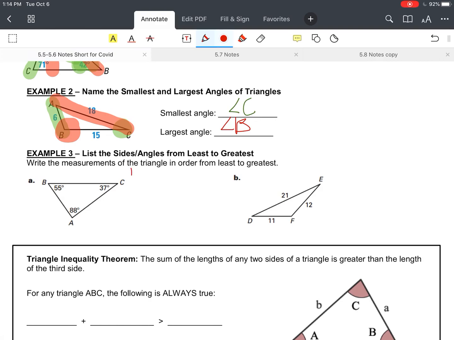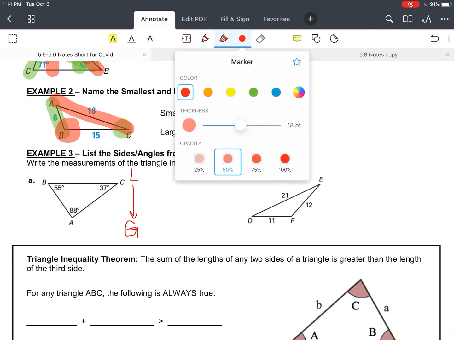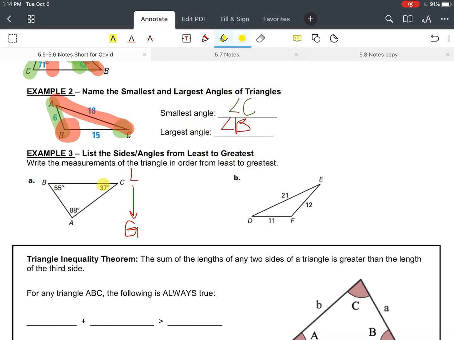Example 3, it wants us to write the measurements in order from least to greatest. So we're going to start with the least up here and then go to the greatest here. They gave me the angles, so now I'm going to compare the sides. The smallest side will be across from the smallest angle. The smallest angle is C, 37, so AB will be my smallest side. So that will be the least side, AB.